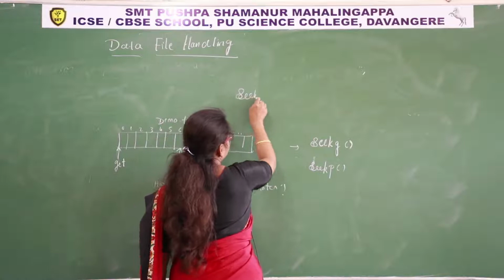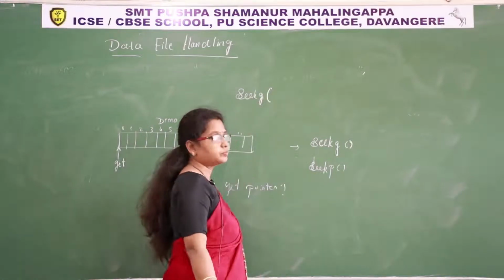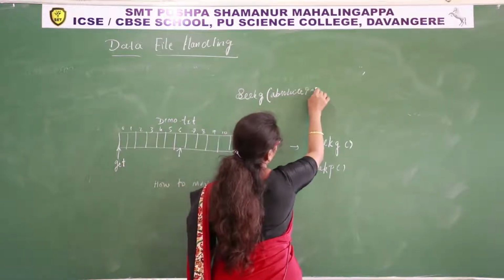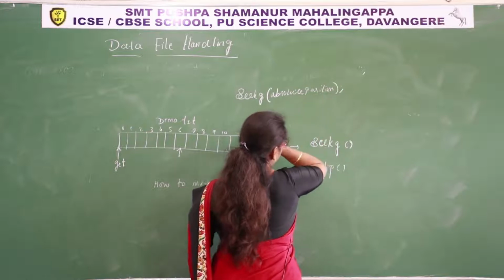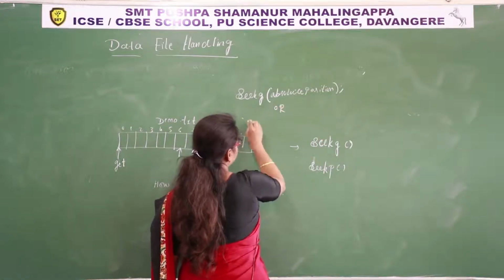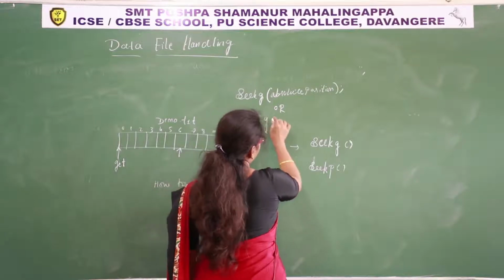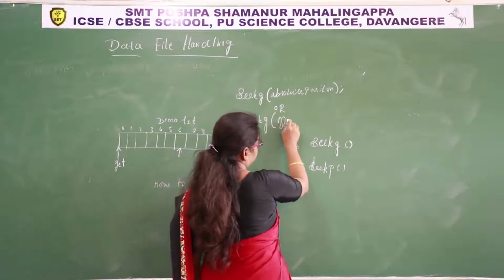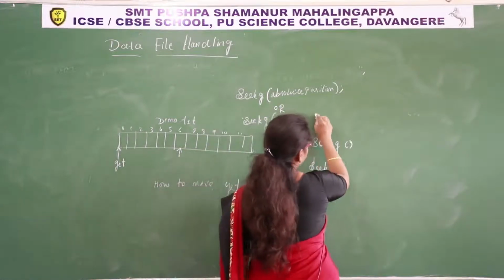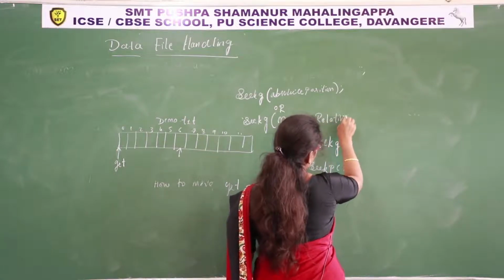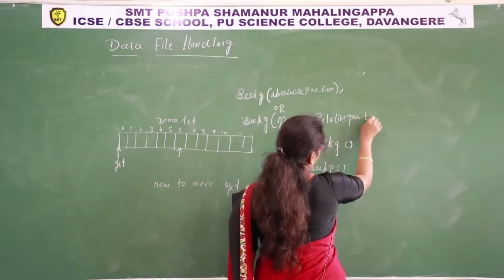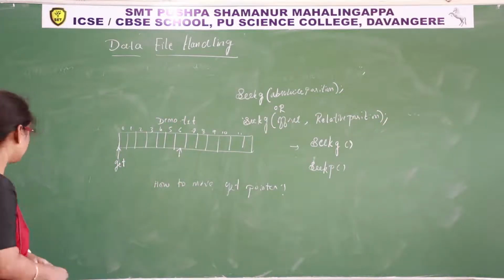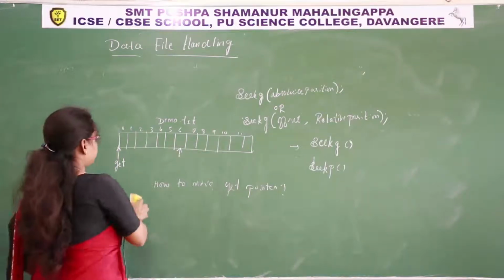Seekg, open parenthesis, absolute position, semicolon, or seekg, open parenthesis, offset, comma, relative position. So this is the syntax of seekg, and let us see how to implement it in the program.